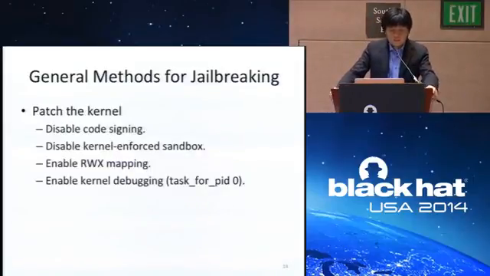If you have all these capabilities, on top of that you need the capability to patch the kernel. But if you have this capability, it actually gives you stronger functionality. You can directly disable code signing, directly disable the kernel-enforced sandbox, re-enable read, write, execute mapping for memory pages, and on top of that, enable kernel debugging for various purposes.